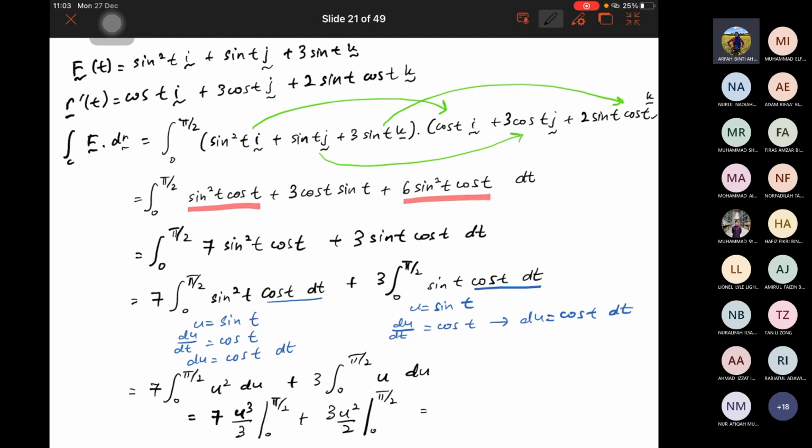7 per 3, u is sin t, 0 to pi per 2, plus 3 per 2, sin kuasa 2 t, 0 to pi per 2. So gantikan dapat 7 per 3 plus 3 per 2. So 23 per 6. So this is the final answer. 23 over 6.